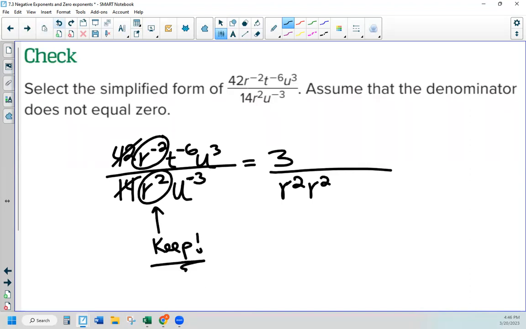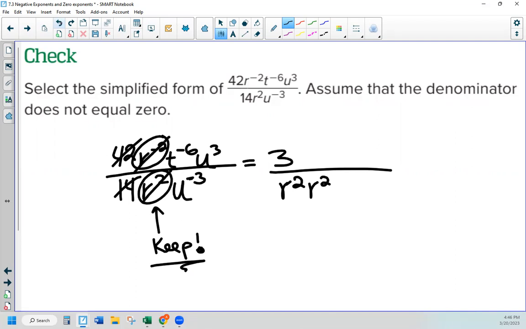Don't move it. The biggest mistake that students make in this lesson, for whatever reason, is that they start moving things. They go, oh yeah, just move everything. No. You only move the things that have a negative exponent. If it has a positive exponent, you leave it where it's at. They somehow have this misconception that positive exponents go to the top. Oh yeah, that r has a positive exponent, so take it to the top. No. Positive means stay. Negative means you move.